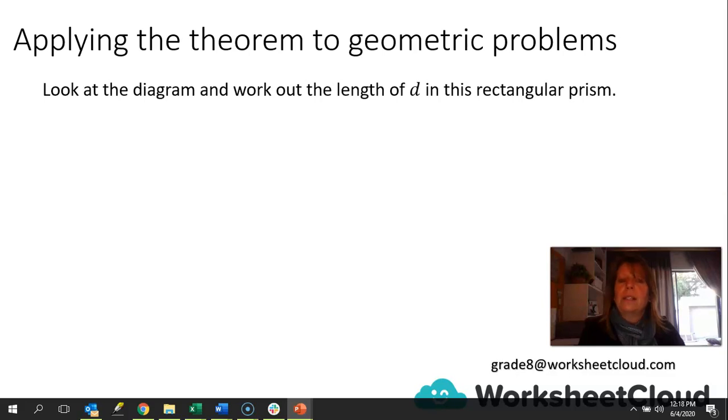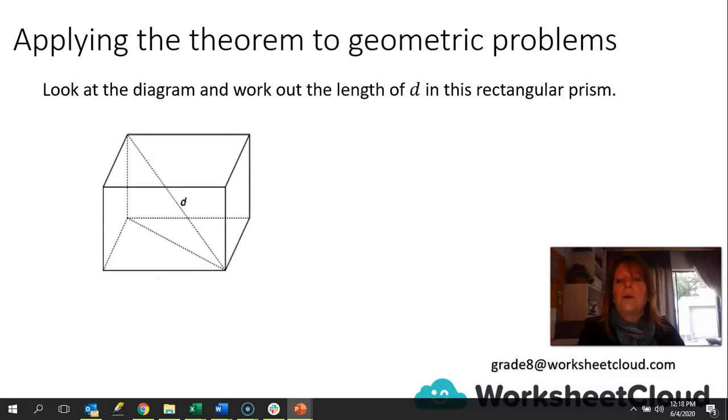We have to find the length D in this rectangular prism. And I'm sure you're going, rectangular prism, how are we going to use Pythag in a rectangular prism? But let's have a look at the diagram. We've got the diagram there, we've got the measurements there. I want you to try and work out the length of D. Pause the video, see if you can work it out. A hint would be to give the corners or the vertices names, as in letters. But you try and work it out as best you can, and when we come back, then we'll go over it together. Right, let's see how you did.